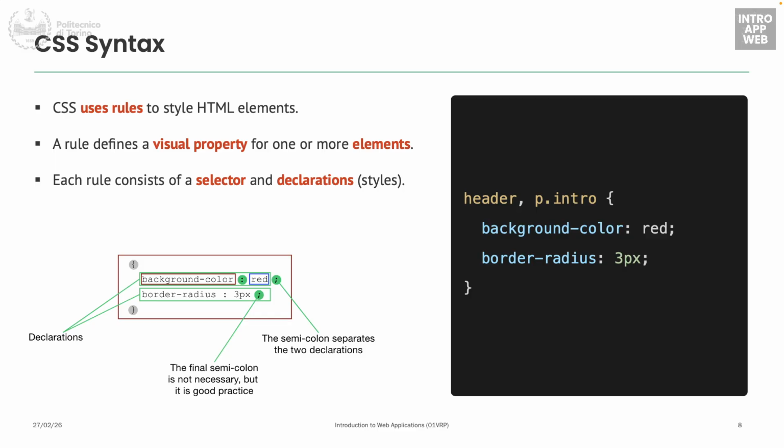Okay, so if each rule corresponds to a selector and declarations, the syntax is super easy. It has the property on the left side, then the colon, and then the value for that specific property. The semicolon is optional for the last declaration, but I think it is better and easier if we always apply the semicolon to all of the properties, even if it is the last one. Okay.